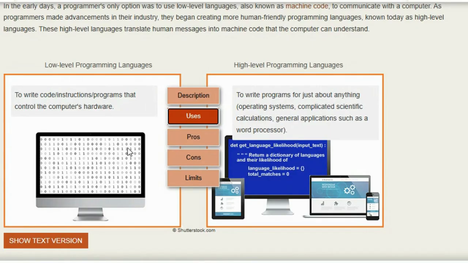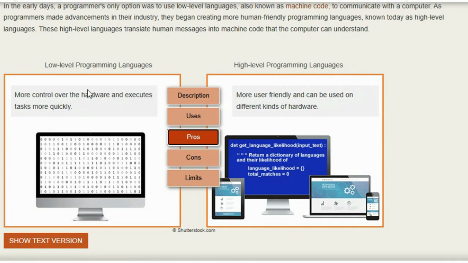Uses. Low level is used to write code, write instructions, write programs that control the computer's hardware. High level is to write programs for just about anything. You could create an operating system like Windows 11, complicated scientific calculations, general applications like creating a word processor. Someone created Microsoft Word. Let's look at the pros of each.